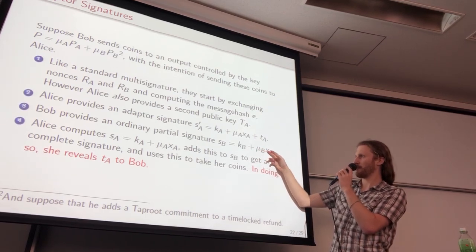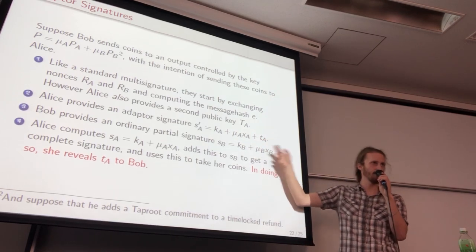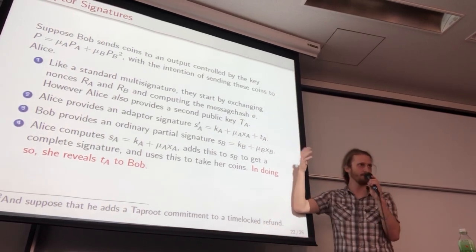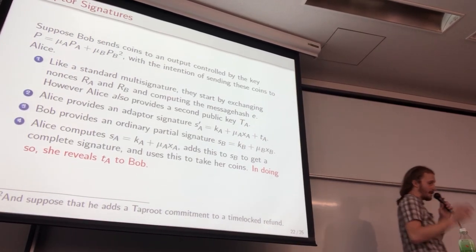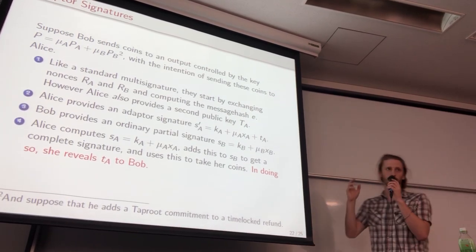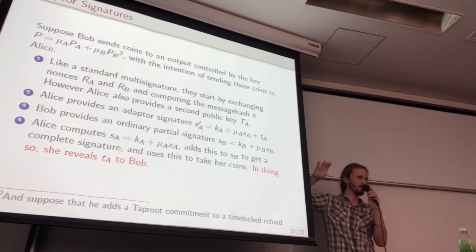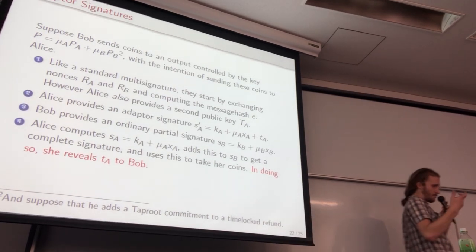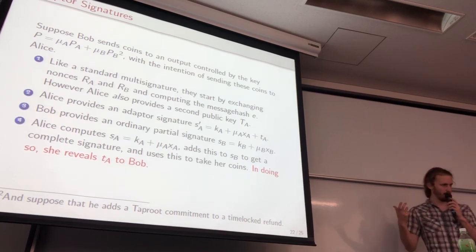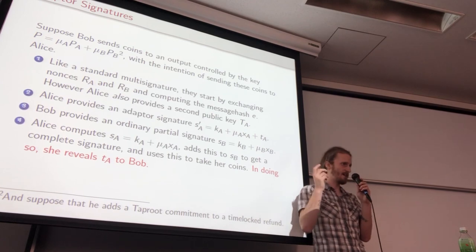and subtract the adapter signature from it. And then what he will be left with will be negative T, I guess. So he will learn the secret adapter just from a valid signature being on the blockchain. So if you create a transaction this way, you can create a transaction where Bob is giving Alice money in exchange for revealing the secret T.